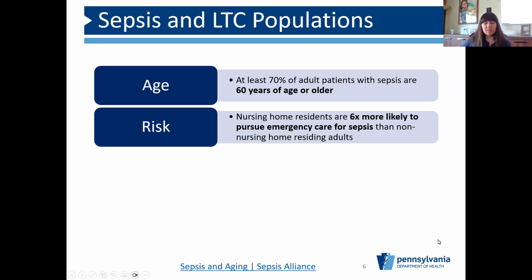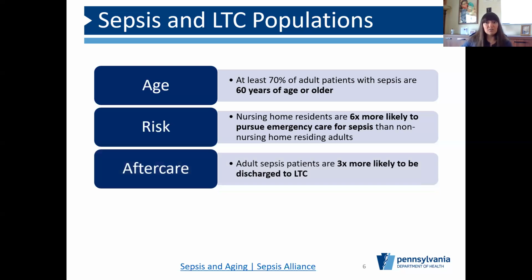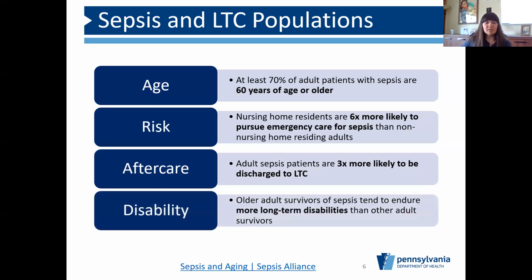So nursing home residents specifically are 6 times more likely to pursue emergency care for sepsis than non-nursing home residing adults. When it comes to aftercare, adult sepsis patients are 3 times more likely to be discharged to long-term care. So we may admit and readmit a high number of sepsis survivors to our facilities. And then finally, there's disability. Older adult sepsis survivors tend to endure more long-term disabilities than other adult survivors.